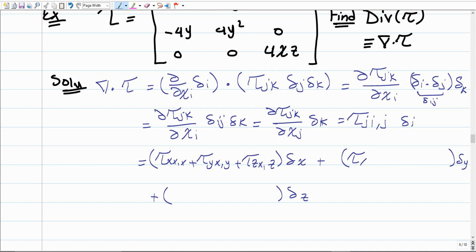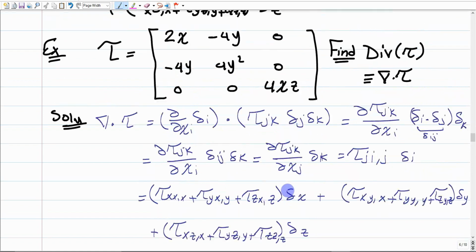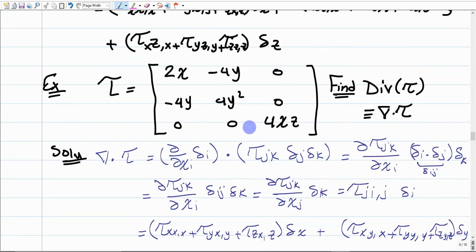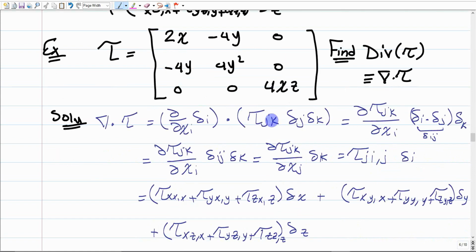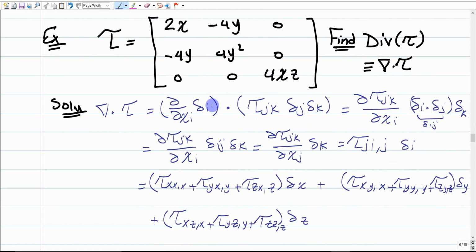How about the y component? We're going to end up with tau xy comma x plus tau yy comma y plus the tau zy comma z. How about the z component? You're going to have the i as z, so it's going to be tau xz comma x plus the tau yz comma y plus the tau zz comma z. Make sense? Then your objective is just to find the derivative of all of these components one time with respect to x and y and z, just to fill into these components. So for example, let us consider the first term here.